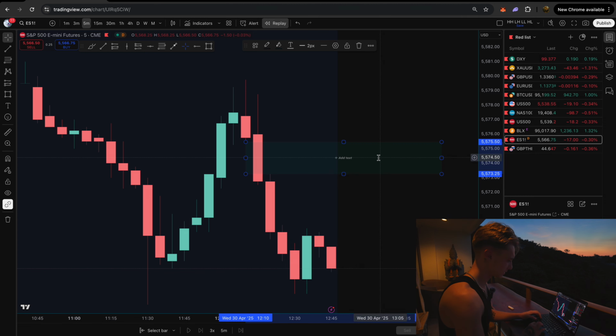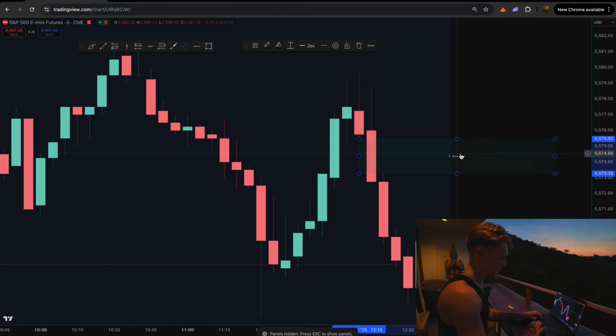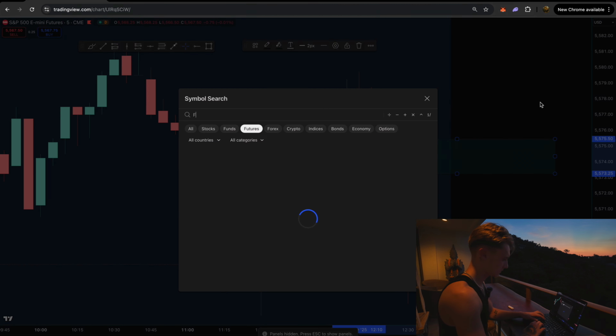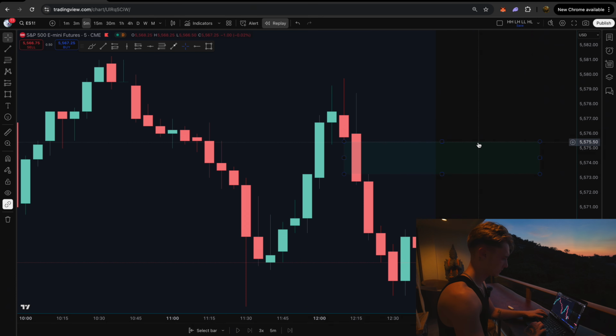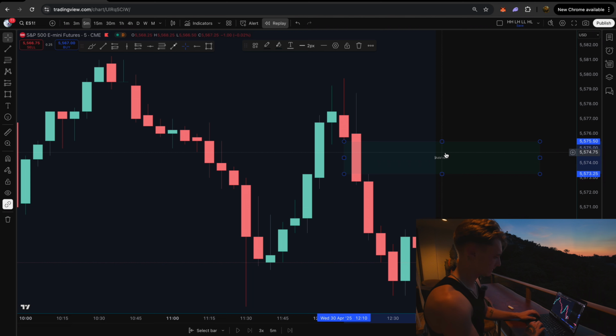Not some emojis and shit. Oh, for fuck's sake. What the fuck is going on there? Alright. Fuck knows what happened there.